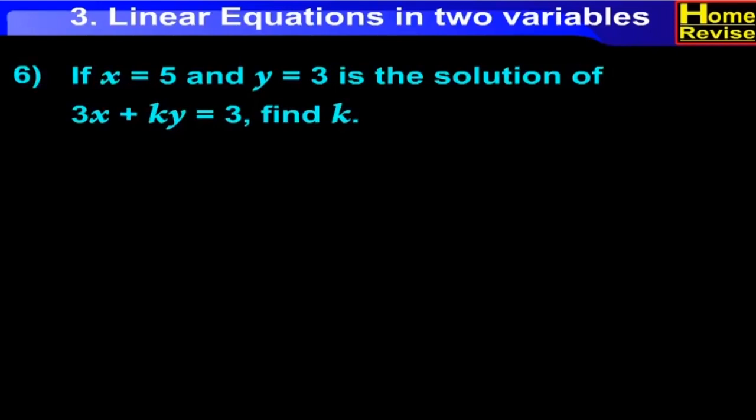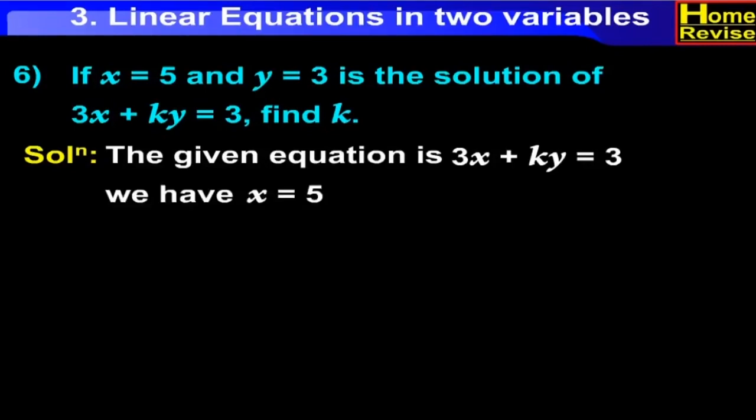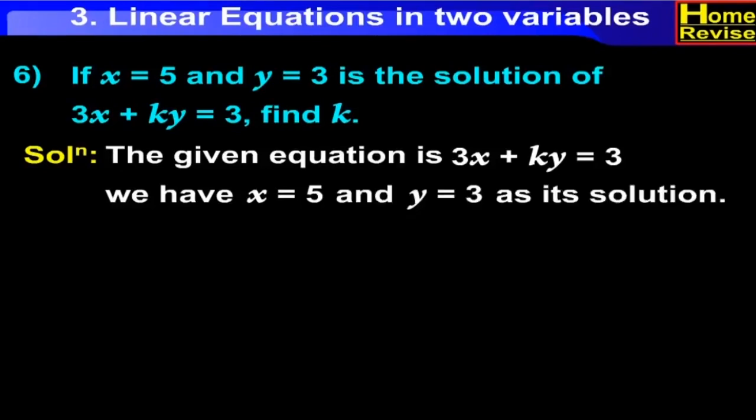If x is equal to 5 and y is equal to 3 is the solution of equation 3x plus ky is equal to 3, find k. Solution. The given equation is 3x plus ky is equal to 3. And we have x is equal to 5 and y is equal to 3 as its solution.